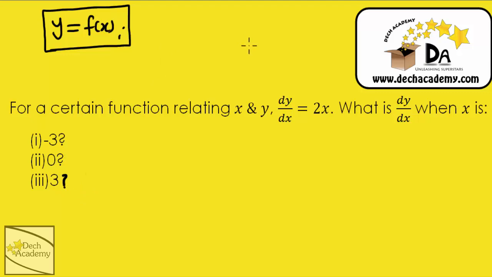For a certain function, we need to determine the value of dy dx when x takes certain values, because in this case dy dx is itself a function of x. As x changes, the value of dy dx changes. So first case, when x is minus 3, what is dy dx? Dy dx is equal to 2x, which is 2 times our x value, minus 3, which is equal to minus 6.